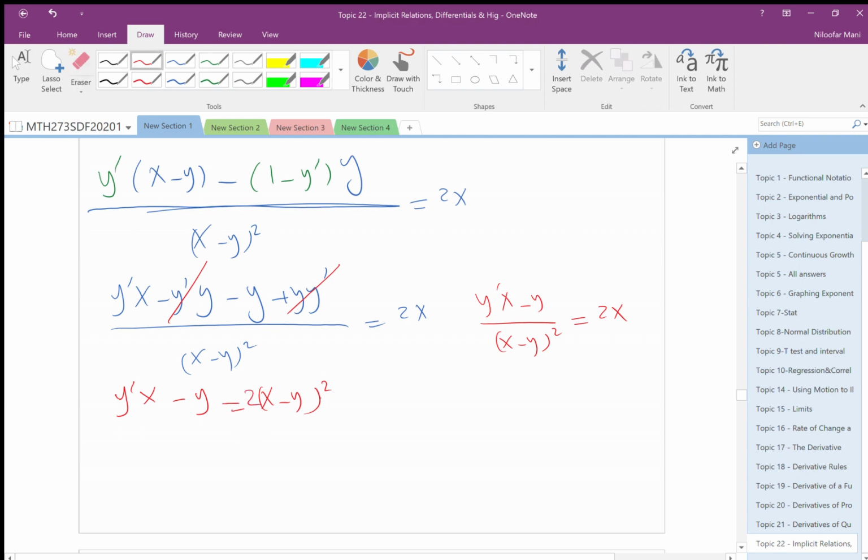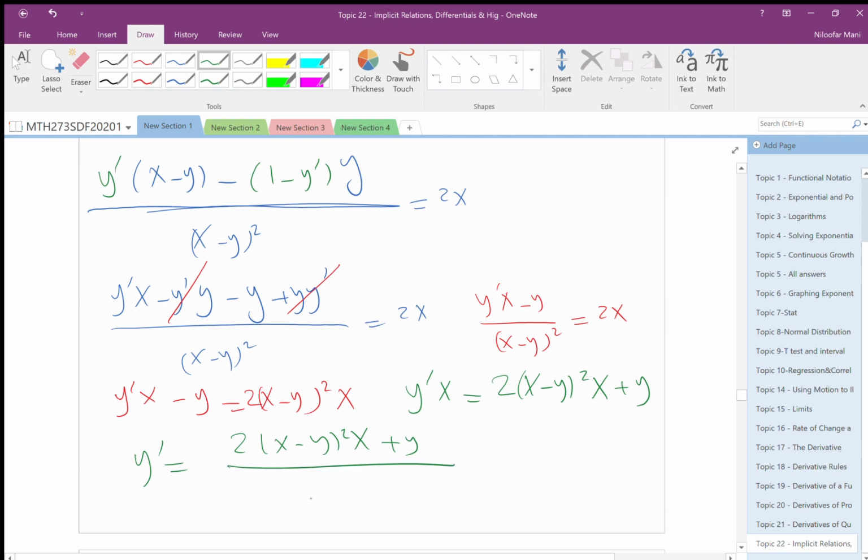So it's times 2x, yes. So I don't need to expand. Why? Because I don't have any y prime there, so I don't need to expand at all. Wherever I need to find y prime and I need to factor y prime, I just expand. In this case I don't. So y prime x is 2x times x minus y squared plus y, and then y prime is 2x times x minus y squared plus y divided by x. So far so good. So you can find the answer here.